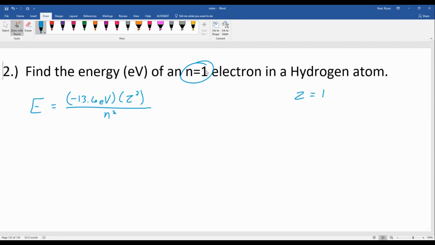Nice thing about hydrogen, and especially about it being n equals 1, is that we're plugging ones into both of these numbers and they basically just get absorbed. So I'm going to show the work here, even though it's going to seem a little bit silly, at least on this question. We're going to have 1 squared, and on the bottom we're again going to have 1 squared. So obviously, or at least I hope it's obvious, we get negative 13.6 electron volts.